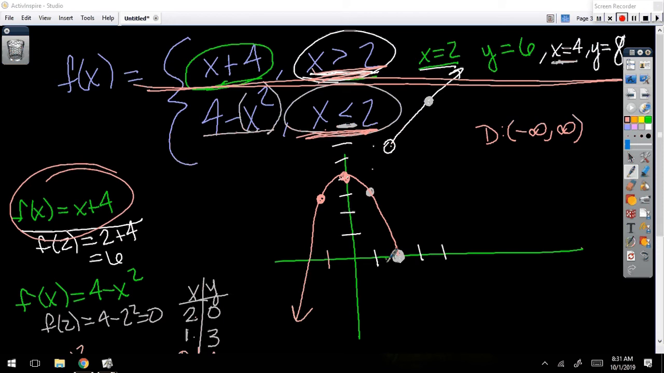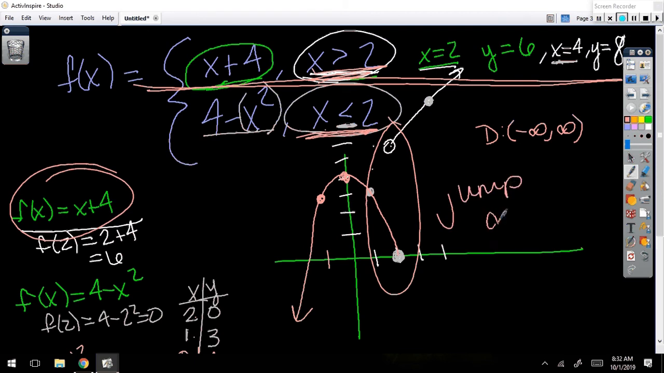No. Why? Where's the discontinuity happening? At 2. What kind of discontinuity is it? A jump. You see, the difference in this one and the one before is my function was defined at x equals 2. That's where the discontinuity happened.